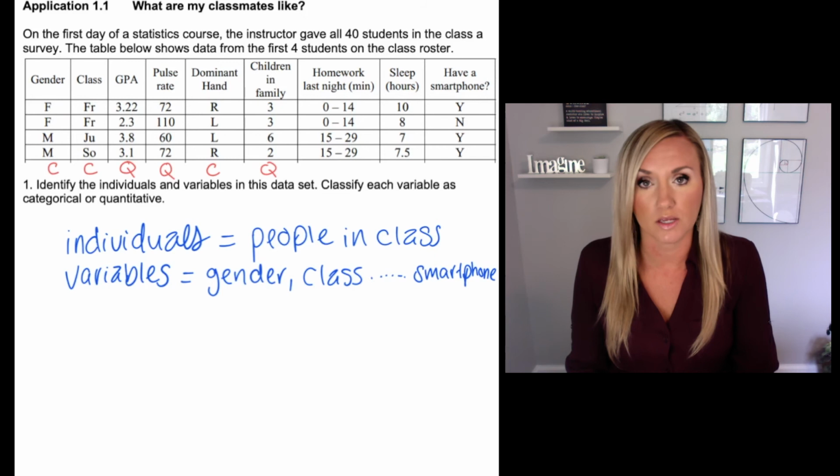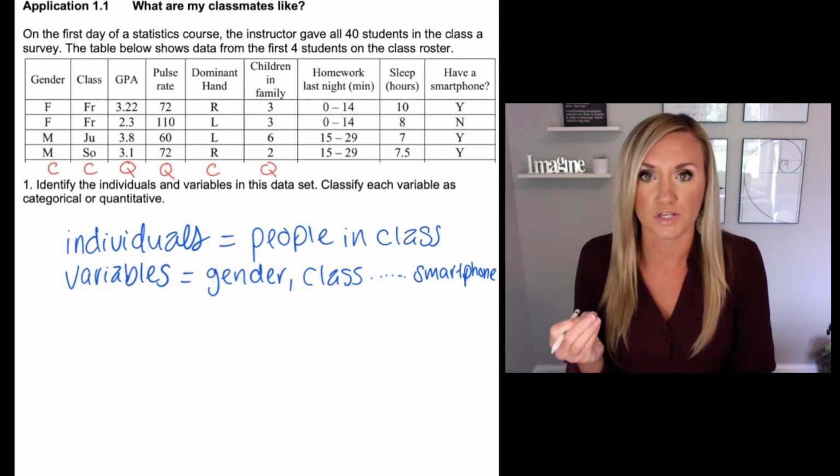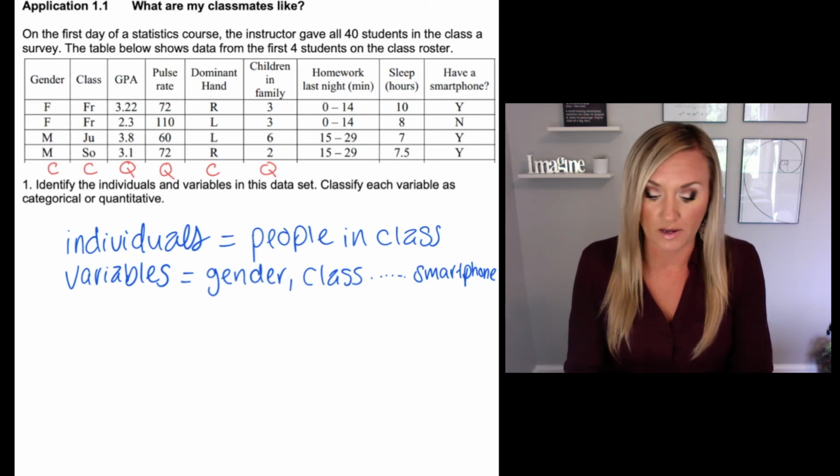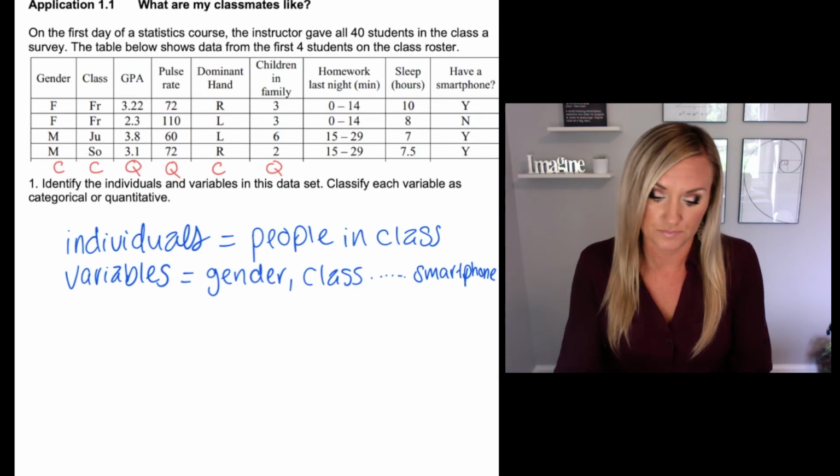Now, homework is tricky. I know you see it and you look at numbers and right away you're like, quantitative, but it's different. And let me explain why. This is an interval.